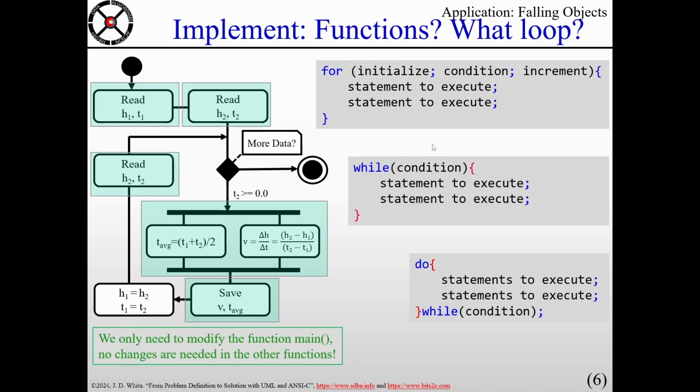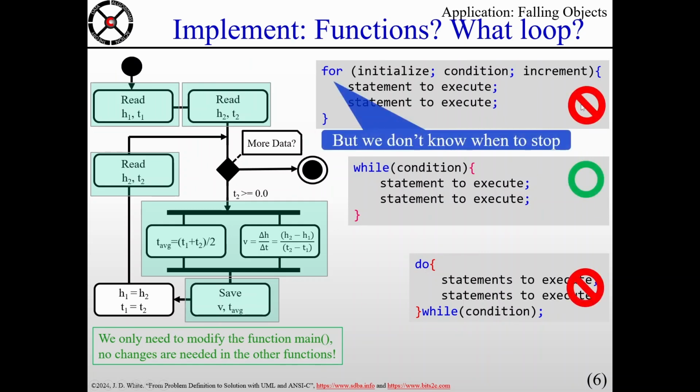Now I have three choices of what loop structure to use. We have three ways of doing loops. For, in which we initialize, have a condition, then increment, then the statement to execute. We have while loops, and we have do while loops. Looking at our code here, the for loop is not going to be useful because before we get the data, we don't know when to stop. We need the data; it's based on the data that we decide to stop. When someone enters T2 less than 0, then we want to stop. So this one we can't use.